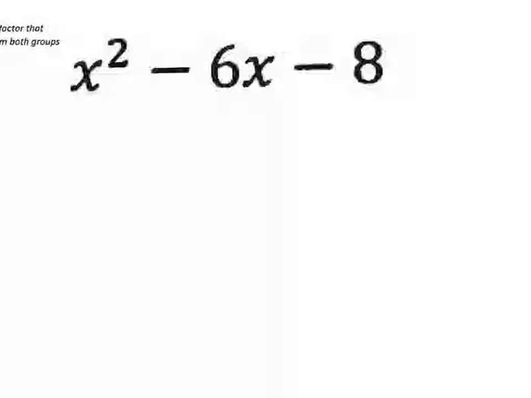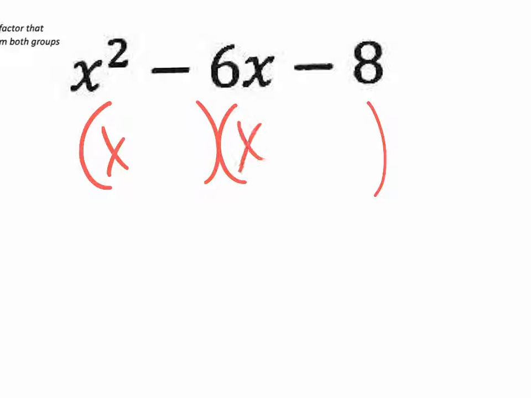This one. Answer format: parenthesis, parenthesis, parenthesis, parenthesis, x, x. What times what is negative 8 that if I combine together is negative 6? Let's make a list. Negative 1 times 8. Negative 2 times 4. And negative 3 doesn't work. That's it. Those are the only 2 possibilities besides changing the signs.